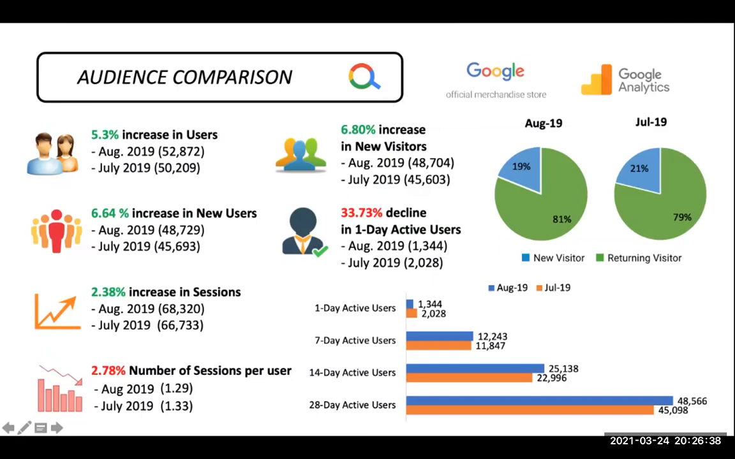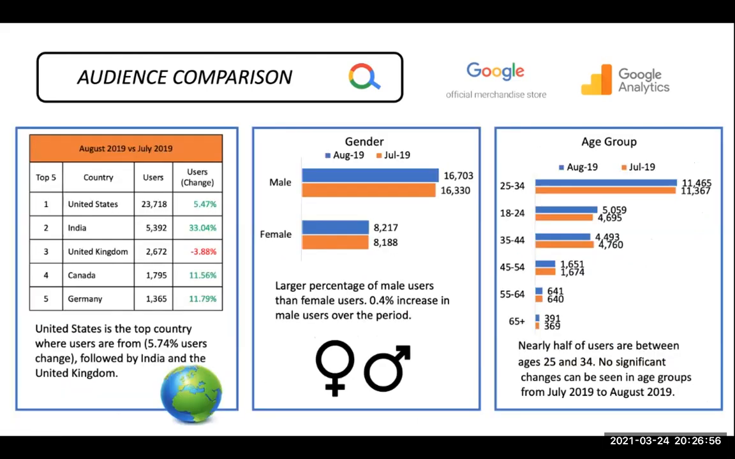They're comparing August 2019 to July 2019: a 5.3% increase in users, a 6.64% increase in new users, things like that. Just giving you different metrics. This is something that you have to digest on your own. And again, in the audience comparison they're showing you, for example, the top five countries, the gender, the age group. And as I said before, yours should look similar to this, okay?